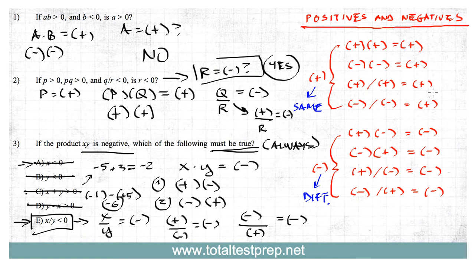So to recap, you should memorize these rules. Keep in mind that the way to get a positive result when you're multiplying or dividing two numbers is that they have to be the same sign. And if you got a negative result while multiplying or dividing two numbers, that means they're different signs. And when you encounter questions that deal with addition and subtraction, pick some numbers.